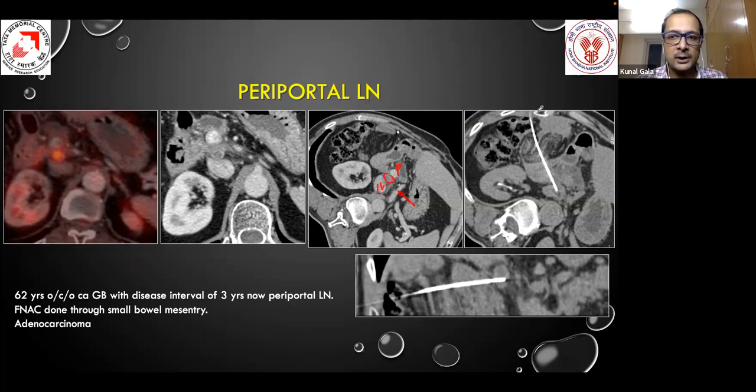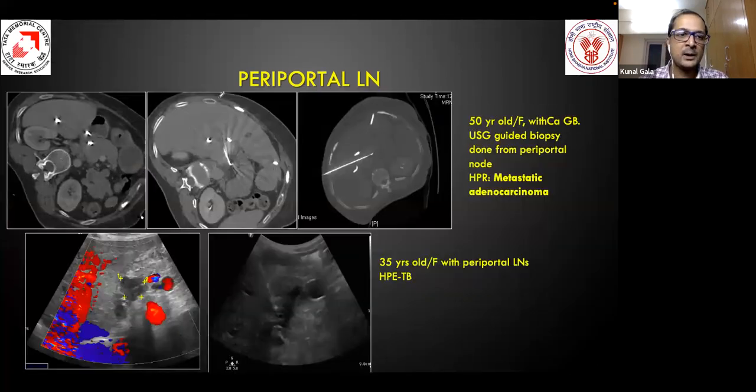So here we have done an FNAC since the patient is already a known case of cancer of gallbladder. He was operated in the past, and then we have just done a curved needle technique approach. The needle is curved, and we can approach the node with the help of just FNAC, and this turned out to be positive and was adenocarcinoma. So thus the diagnosis is confirmed.